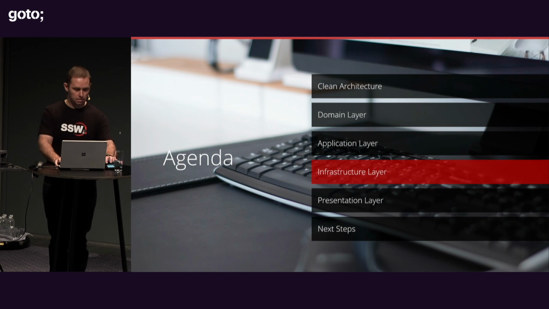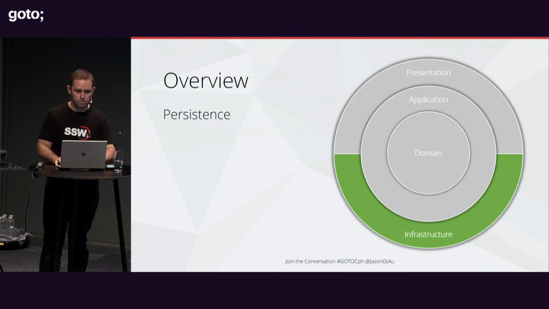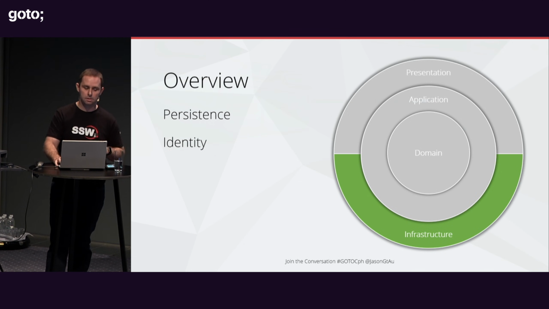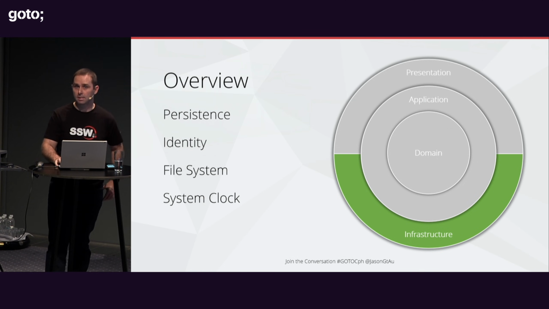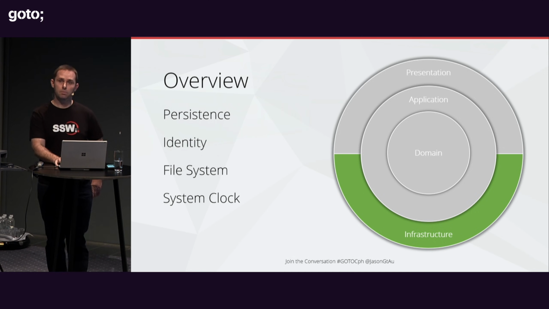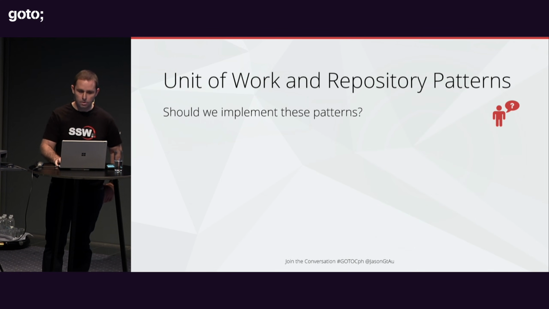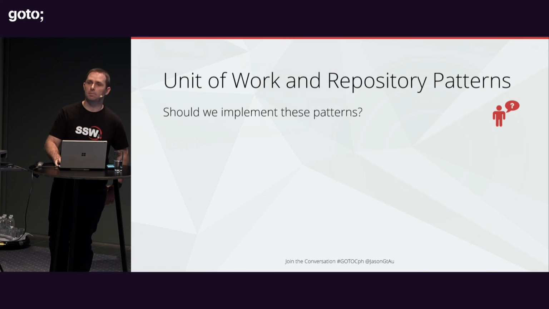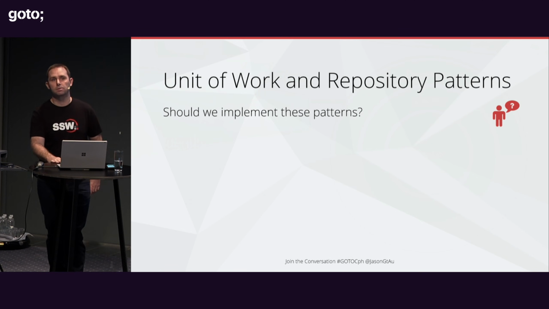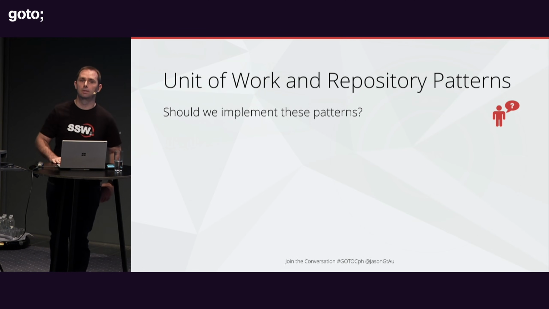So now let's have a quick look at the infrastructure layer. So within infrastructure, we have our persistence concerns, our identity concerns, so we're using ASP.NET Core Identity. File system, we've got some examples of CSV files. The system clock, we've got an abstraction for working with the system clock, because that's a dependency too, and API clients. So big question, unit of work and repository pattern. Should we implement these patterns? So show of hands, who thinks we should still be implementing these patterns?